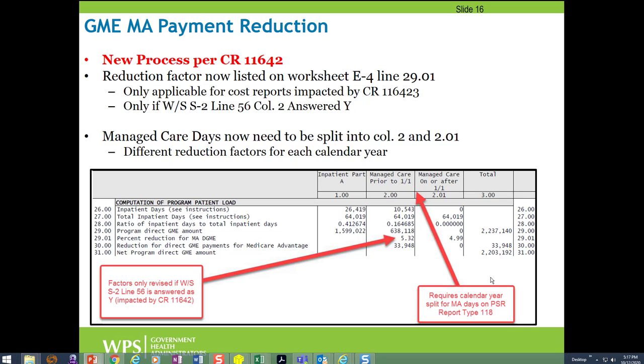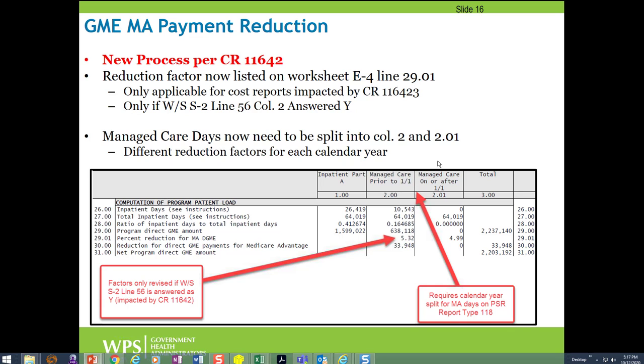Now, this screenshot that we have here shows what happens when that cost report is answered as yes, when that line 29.01 is answered as yes. What happens here is now, yes, you still see the line 29.01 that we pointed out before, but now you'll see actual different factors coming through. Instead of 14%, it's right around 5% for these years. And we'll see the table that shows these in just a bit. So again, this will only happen if line 56, column 2 is answered as yes.